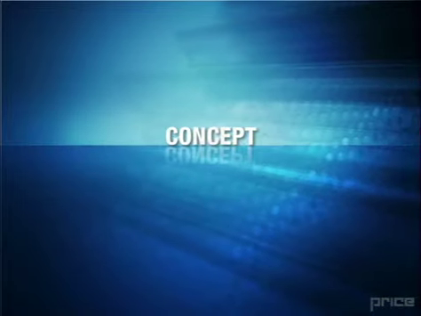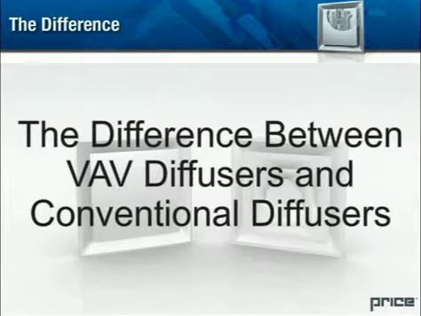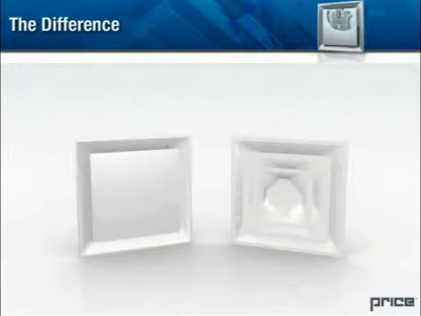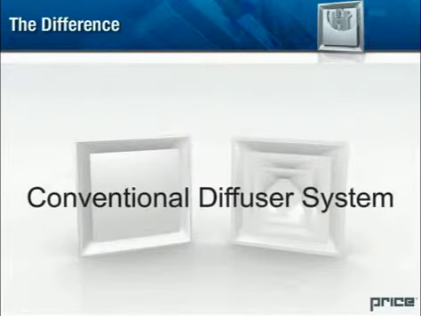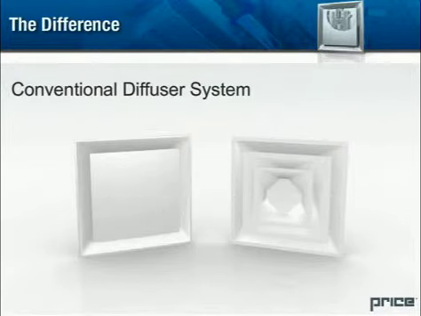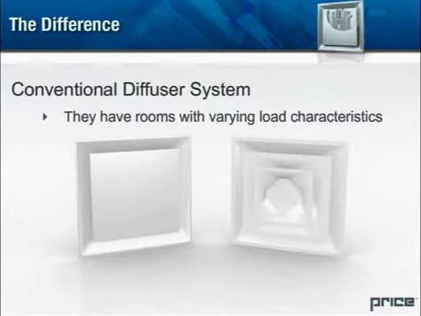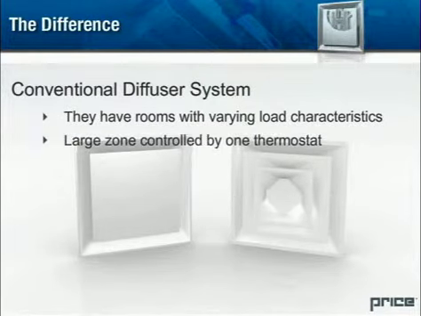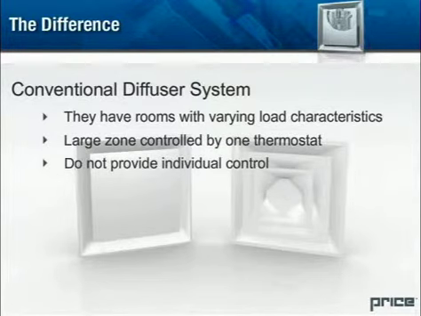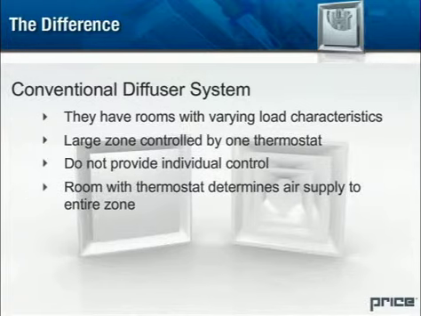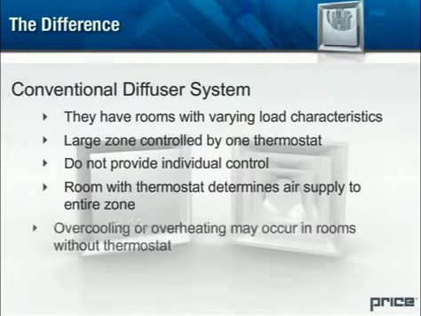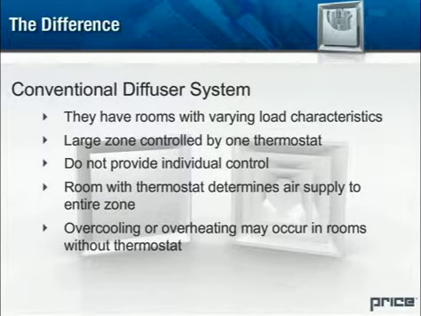Concept. The difference between VAV diffusers and conventional diffusers. Here are some characteristics of conventional diffuser system layouts. They have rooms with varying load characteristics, large zone controlled by one thermostat, do not provide individual control. Room with thermostat determines air supply to entire zone. Overcooling or overheating may occur in rooms without thermostat.